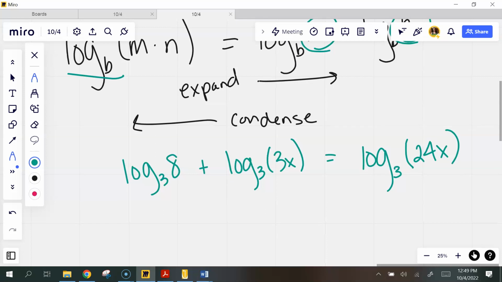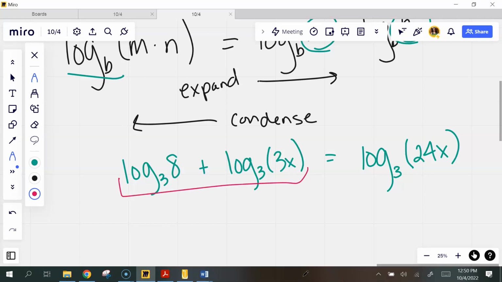Go ahead. They have to have the same base. That's the rule. You can't condense it. You would stop. If this was 7, I can't condense it any further. I stop. Just like properties of exponents, they have to have the same base. That's the key.